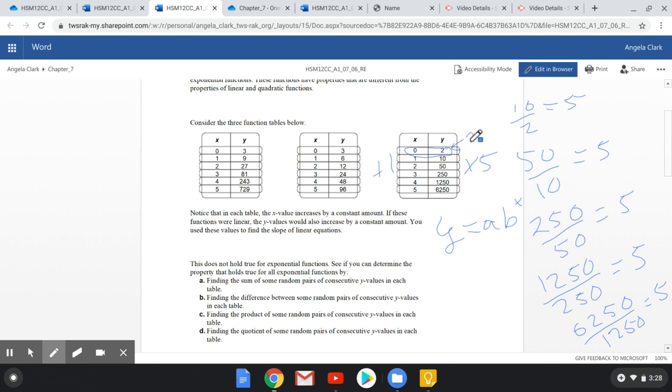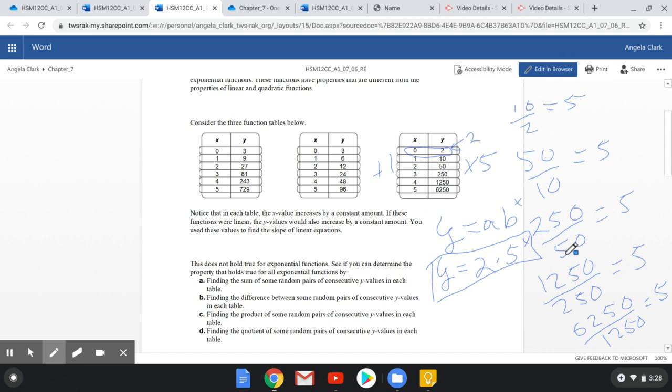This only works if you know what y is when x is 0. So we get 2, so a is 2. B is what we multiply by, and we figured out that we're multiplying by 5 each time. So this is going to be 2 times 5 to the x. And this is going to be our equation from this table.